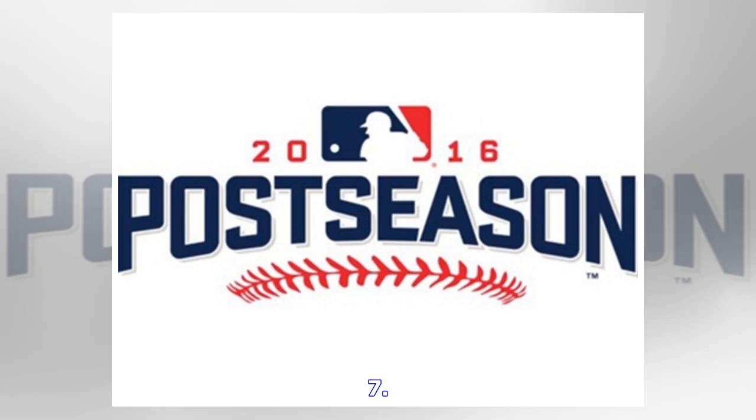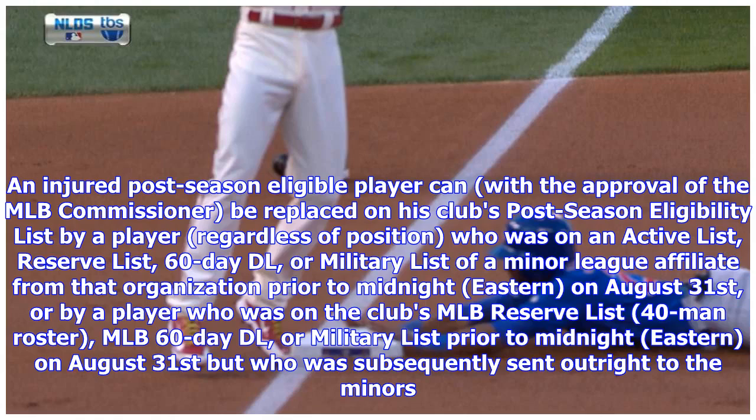7. An injured post-season eligible player can, with the approval of the MLB Commissioner, be replaced on his club's post-season eligibility list by a player, regardless of position, who was on an active list, reserve list, 60-day DL, or military list of a minor league affiliate from that organization prior to midnight Eastern on August 31st, or by a player who was on the club's MLB reserve list, 40-man roster, MLB 60-day DL, or military list prior to midnight Eastern on August 31st, but who was subsequently sent outright to the minors.